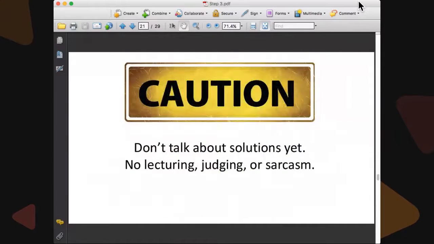The cautions here are still with step 2. You don't want to talk about solutions yet, and you don't want to fall into that lecturing, judging, or sarcasm kinds of things. So those are the first 2 steps.